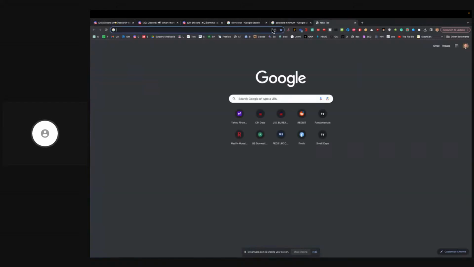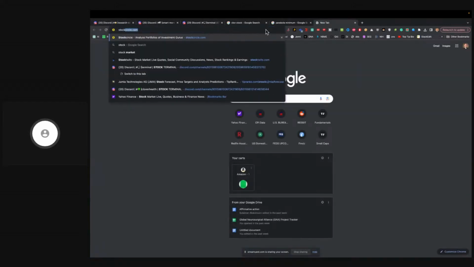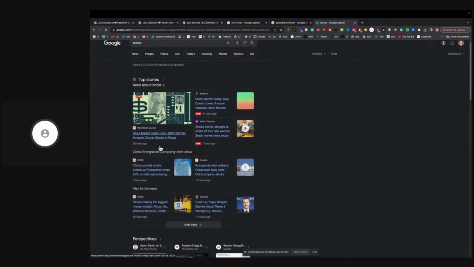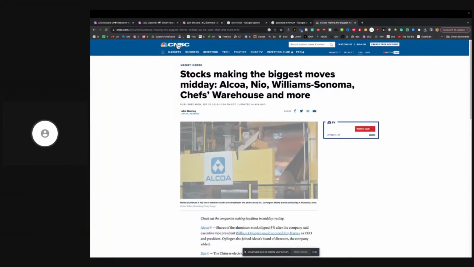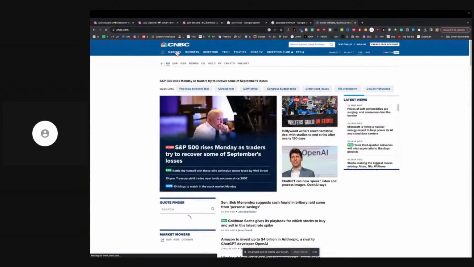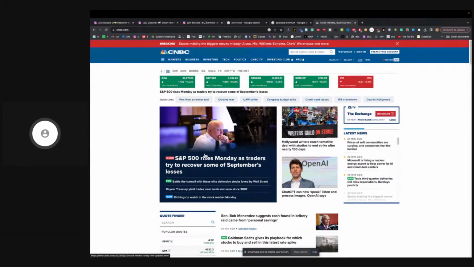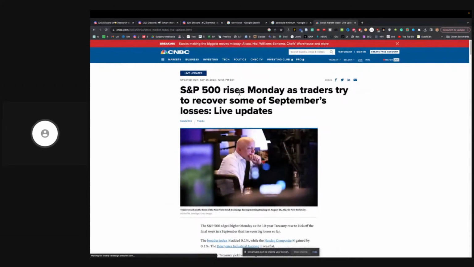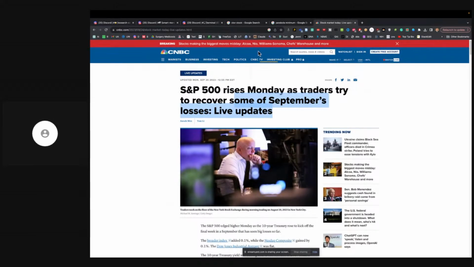And I assume, if you look at stocks right now, just Google stocks. I'm sure CNBC probably has something about this. Oh yeah, there it is. You see right there: S&P 500 rises Monday as traders try to recover some September losses. Again, historically, the month of September has always been worse. So now we're going to start seeing kind of reversion back to the mean of how things were in August, right?